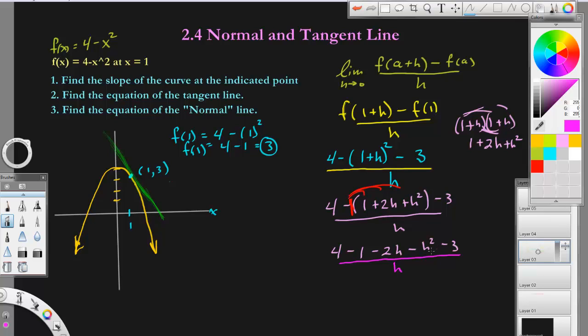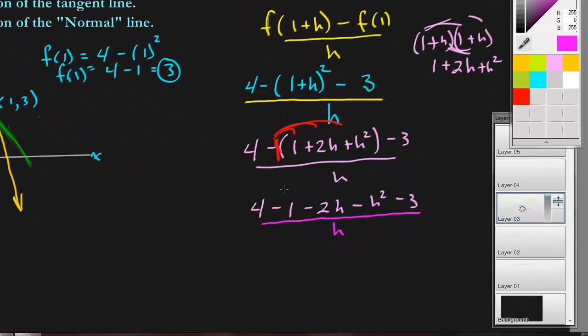Okay, now let's clean the top up. So I have, this is 3. 4 minus 1 is 3. So that's 3. And then this is minus 3. So basically these numbers are going to go away. Okay, so all of these numbers here are going to go away. And I'm going to be left with the following. Negative 2h minus h squared over h.